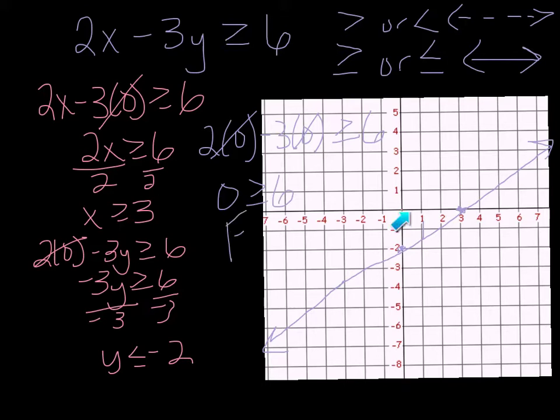So 0, 0 is here, and it's a false statement. So that means this side is not true. This side is false. That means I'm going to shade the other side. You don't need to shade it completely in, just as long as I know which side's the answer. Let's do another problem.